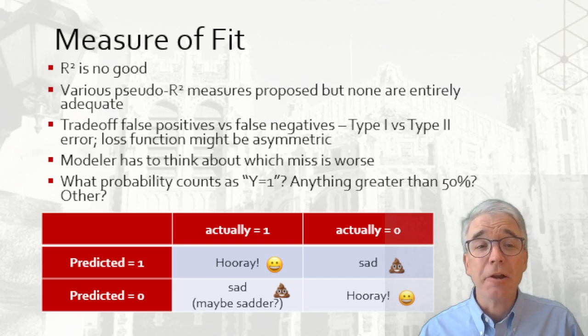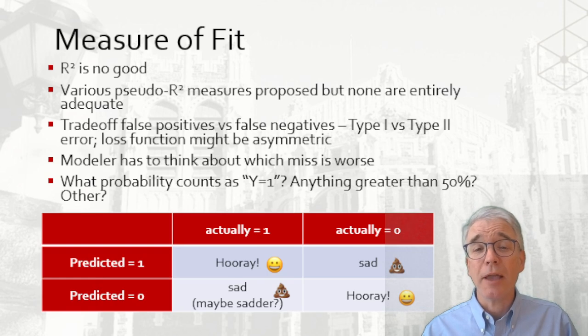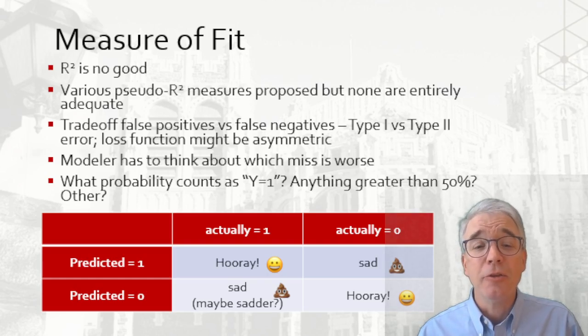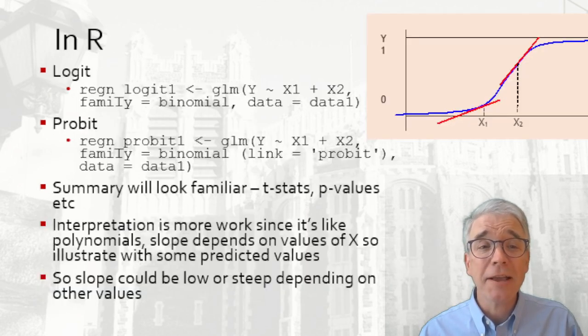A subsidiary part is to figure out what predicted probability will be interpreted as y equal 1. Often the cutoff is 50%, but depending on the case, depending on the loss function, you might use a different cutoff. Experiment, go play around and figure it out.